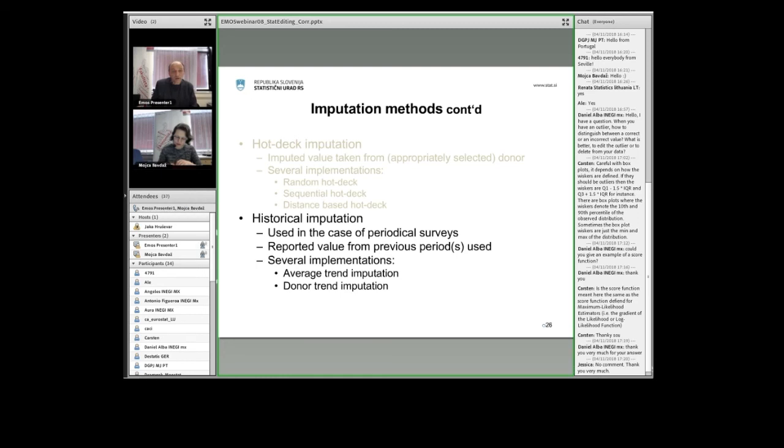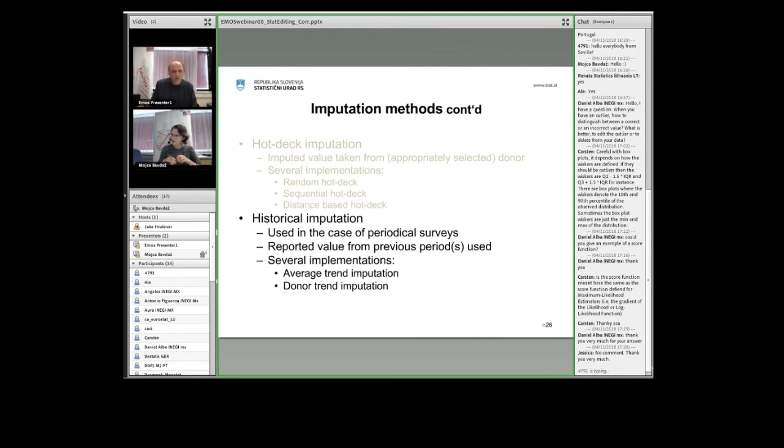Of course, even the reported value from the previous period can be used in different ways. You can just take the same value from the previous period and put it in this period. But usually it's not like this. Usually you make some kind of adjustment. One example is that you look at the units that you have responses for both periods and calculate the average trend. Is it going up or down? And then you multiply the value from the previous period by this trend, and then you get your imputed estimation.